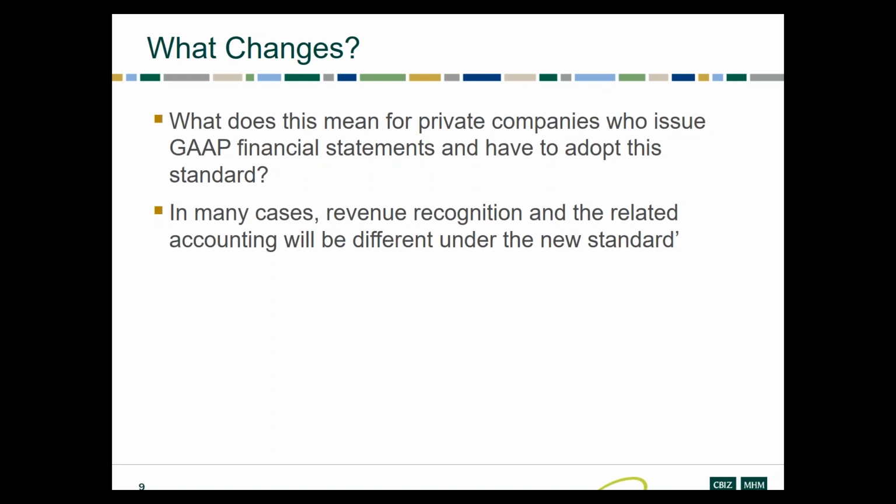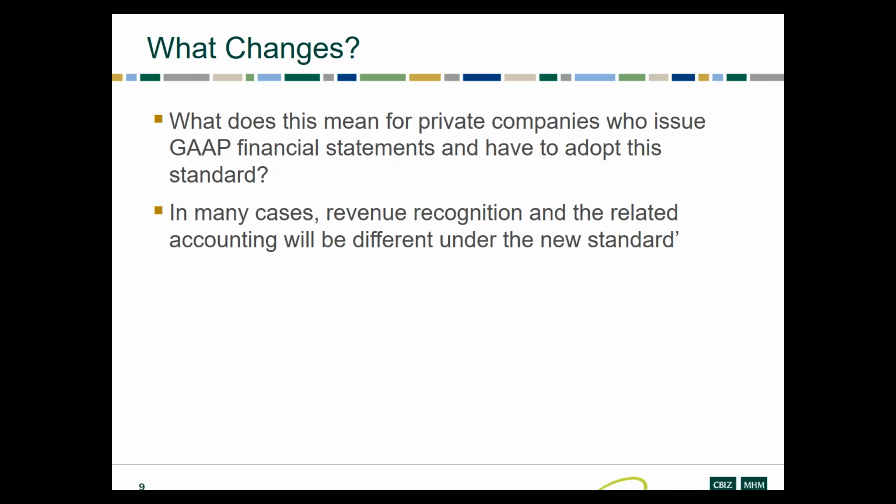Systems are going to need to be changed. Contracts, the way you draft them moving forward, you might consider changing them. And then when you think about bank covenants that are driven off of net income or revenue, those things could change as well. So at this point, I'll turn it back over to Kristen for another polling question.